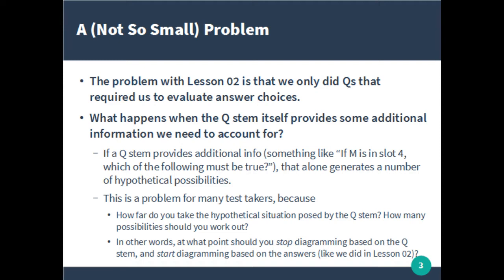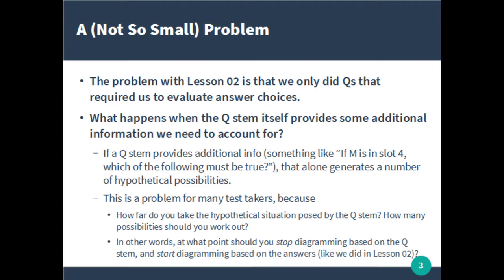And that's the problem for many test takers, precisely that. How far do you take that hypothetical situation posed by the question stem? How many possibilities should you work out? This is where a lot of people get lost. In other words, at what point should you stop diagramming based on the question stem and start diagramming based on the answers like we did in Lesson 2? Again, this is a pain point for the vast majority of high scorers that I've seen who've come to me, and also pretty much anybody else who's come to me, even if you're not already scoring in the 160s.